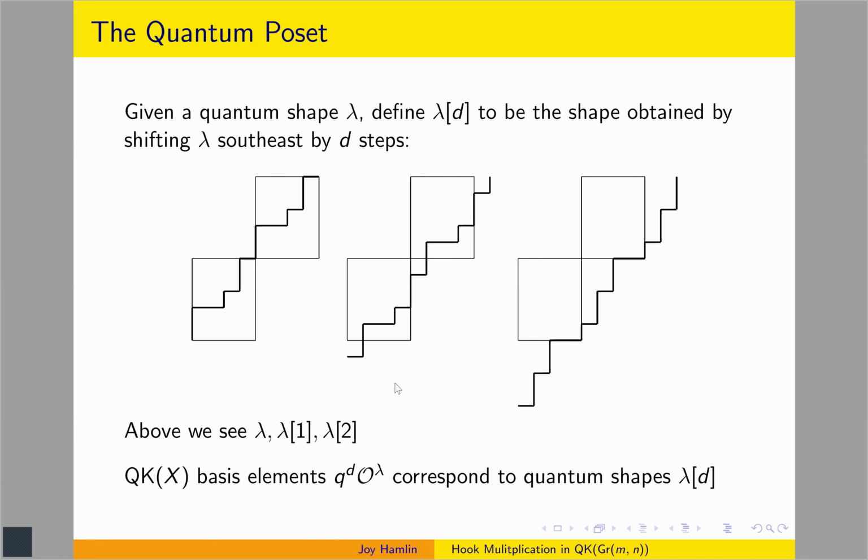And we care about these because the basis element q to the d o lambda, where lambda is a partition, corresponds to the quantum shape lambda shifted by d. So these are the combinatorial objects that describe the quantum K-theory.